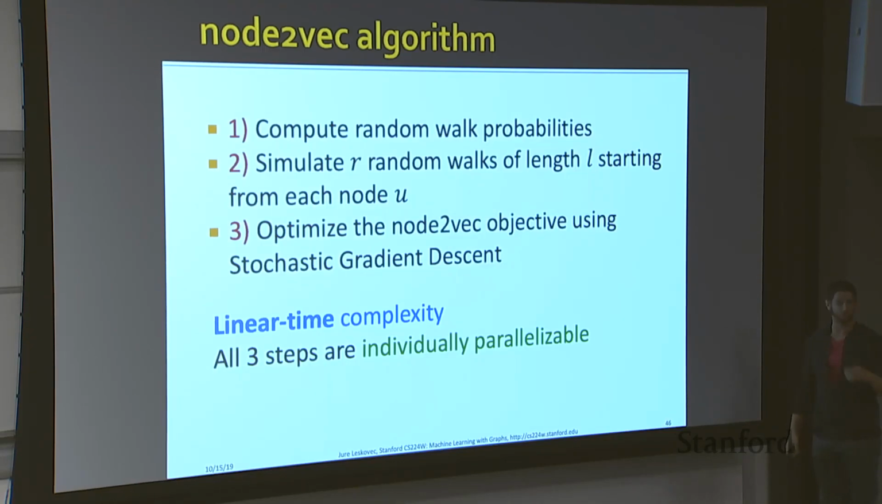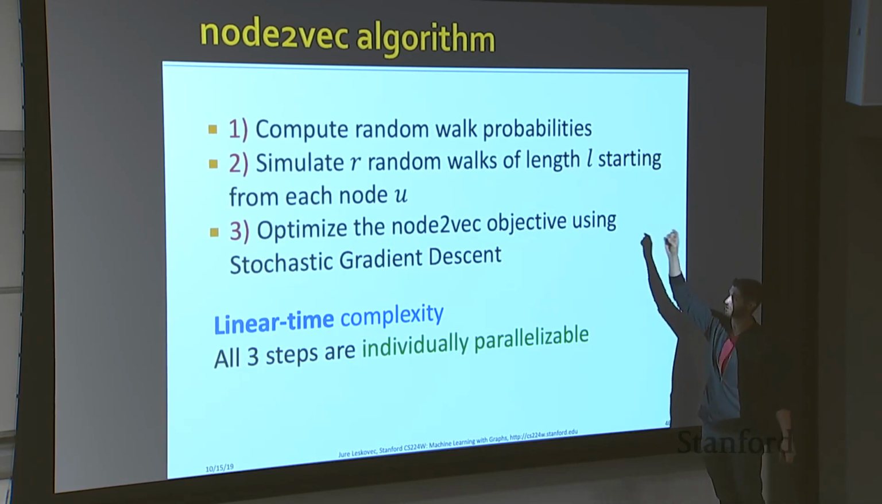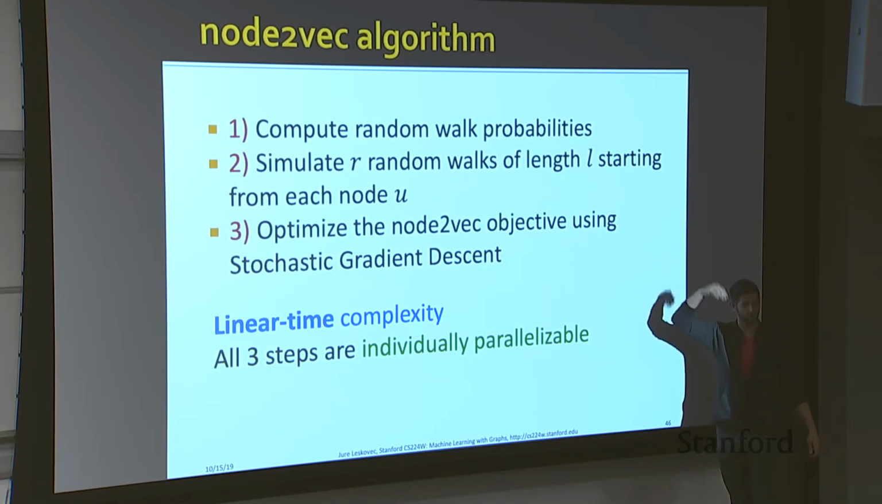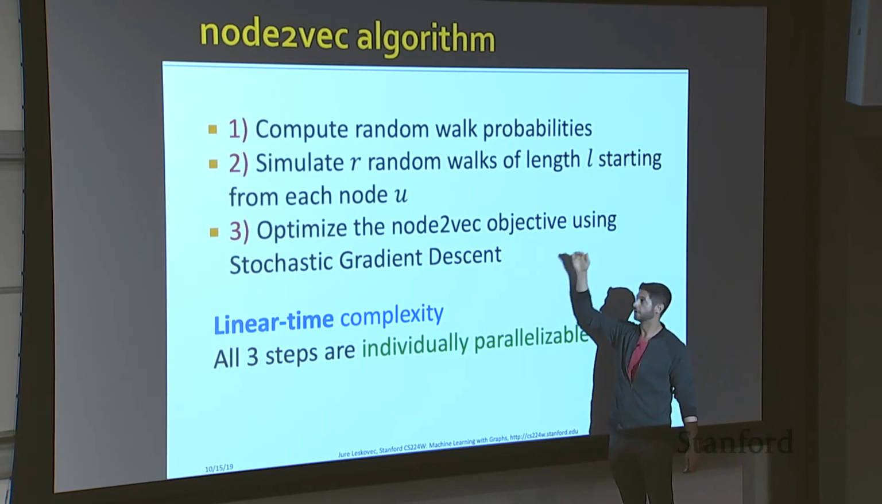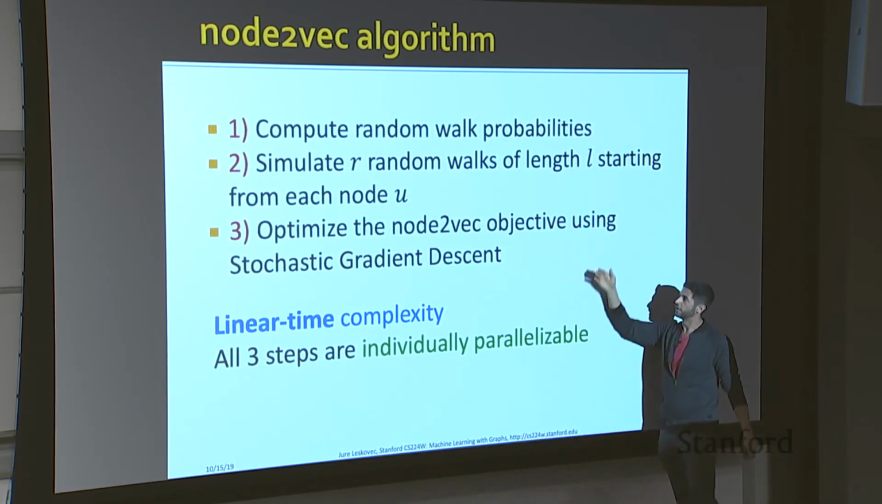Let's recap very quickly our node2vec algorithm. We compute our random walk probabilities, exactly the same as what we've seen before, even with DeepWalk. Then we simulate random walks of length r starting from each node u. The key catch is that the way we perform these random walks depends on our P and Q parameters, biasing them more towards BFS or DFS. Everything else is exactly as before: we optimize the same objective function through stochastic gradient descent.